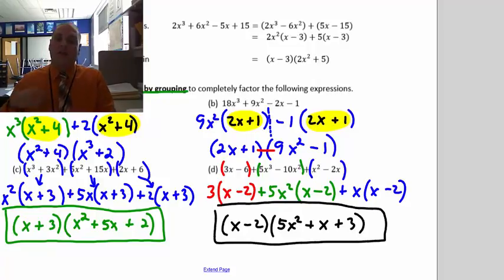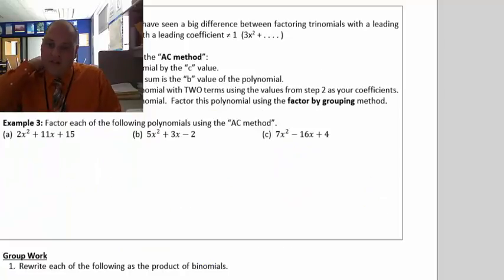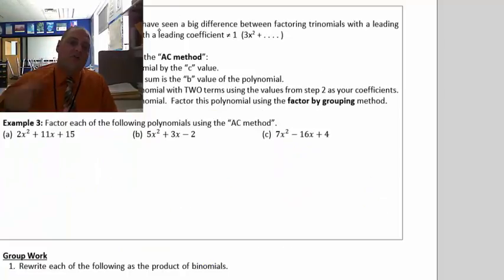So that's the first part of this lesson. We have one more part of the lesson. It's another type, and I mentioned this earlier. We'd have a new way of factoring these types of trinomials. It's called the AC method.